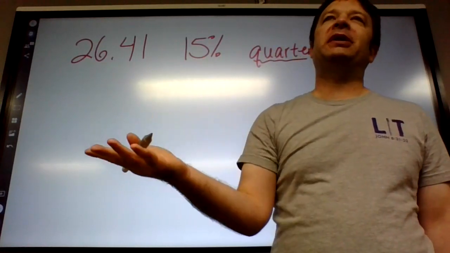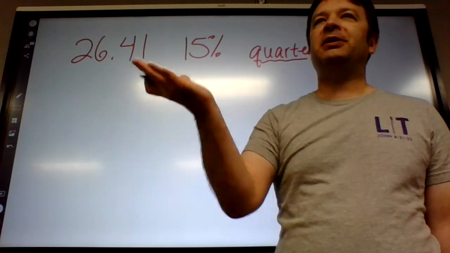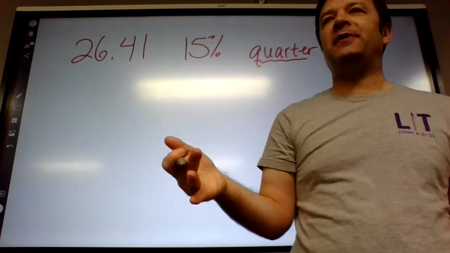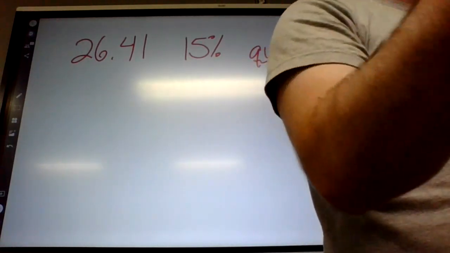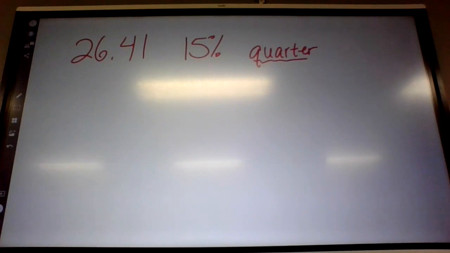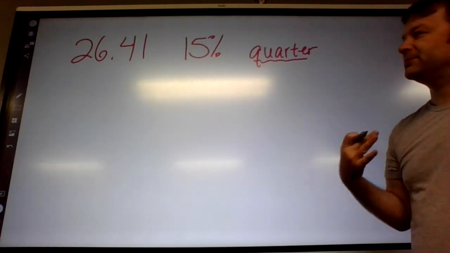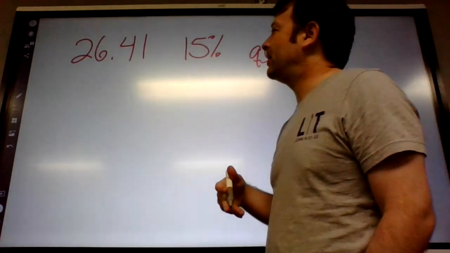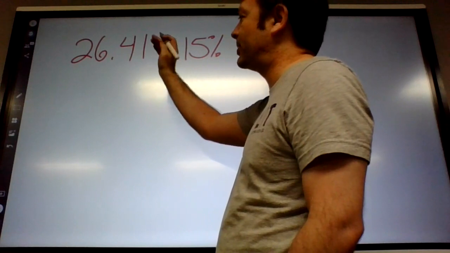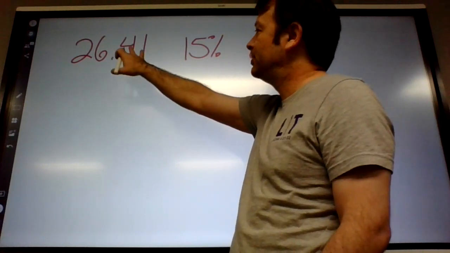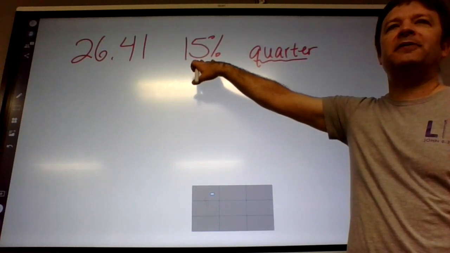If it was like $16.02, the next quarter up would be $16.25. Quarters are like 0, 25, 50, 75. Rounding this up to the next quarter would be $26.50. But we're rounding the tip up, not the bill. We're supposed to round the tip.